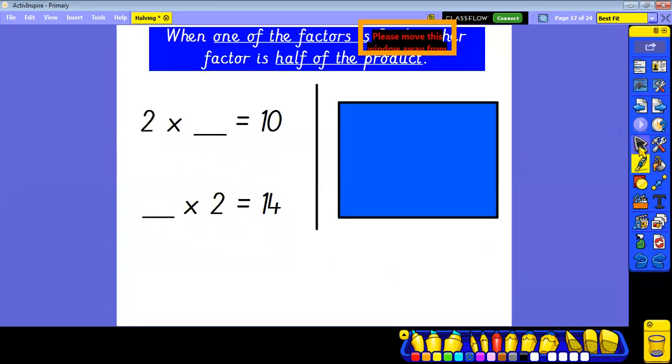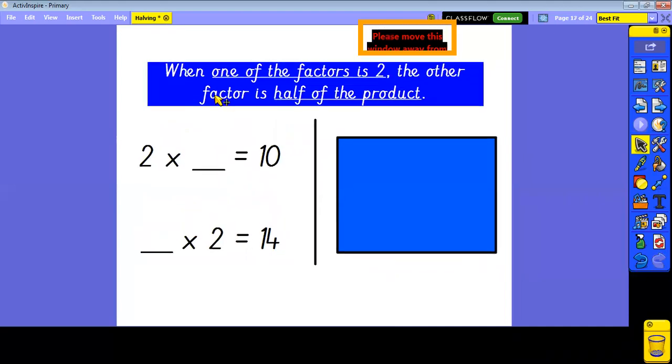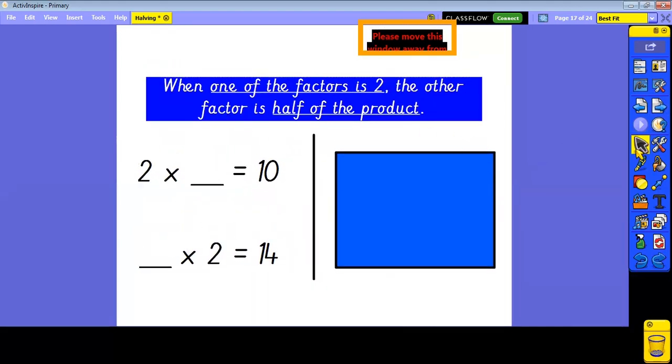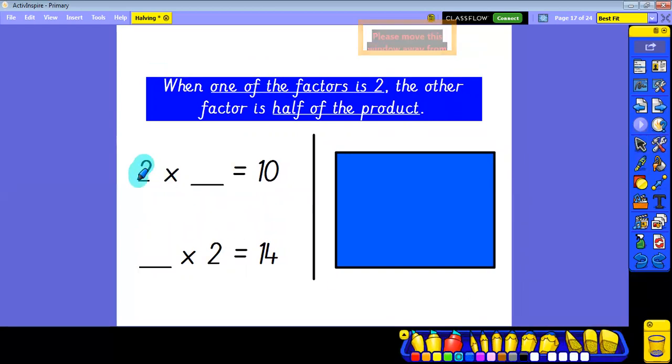So let's take that one step further then before I show you what you need to do on your independent sheets. So we know that when one of the factors is 2, now it doesn't matter where my factor is, my factor of 2 could be first or my factor of 2 could be second. But when one of the factors is 2, the other factor, so we don't know what our other factor is, all we know is that this other factor is half of the product. So my product is 10, so that means whatever is here is half of 10.